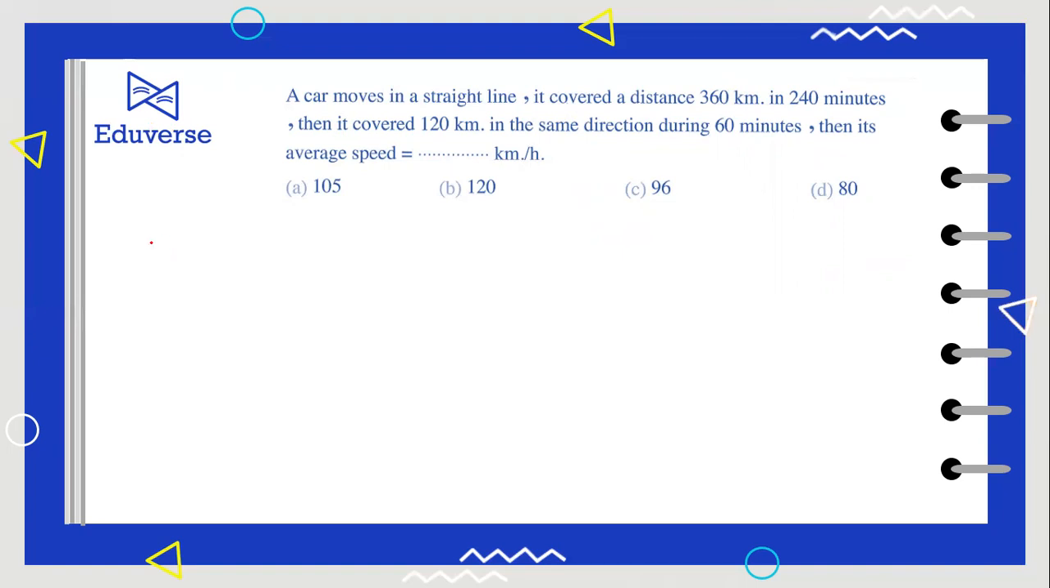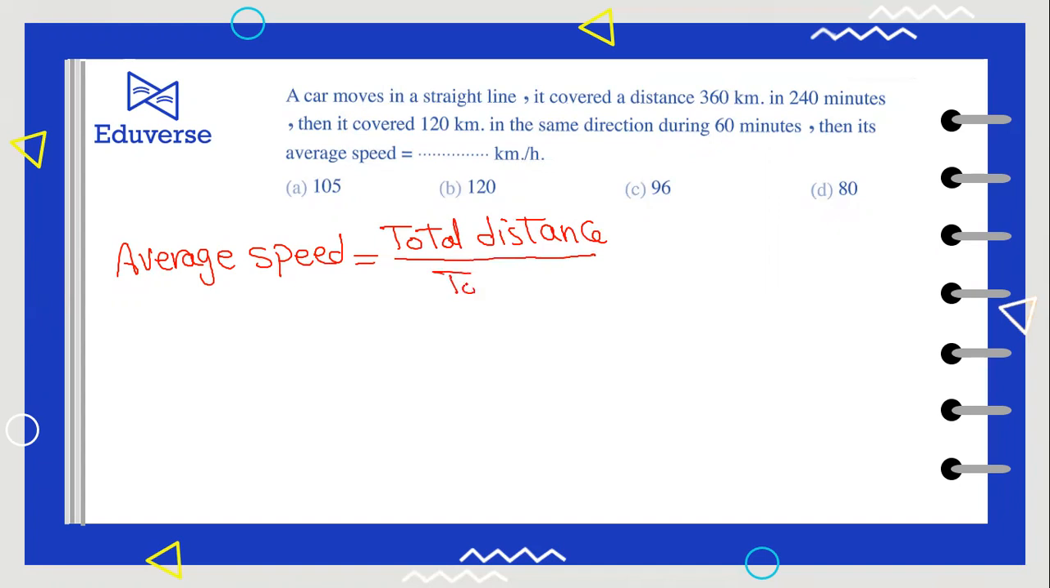First, the distance. Average speed equals total distance over total time. Total distance is 360 kilometers and 120 kilometers.